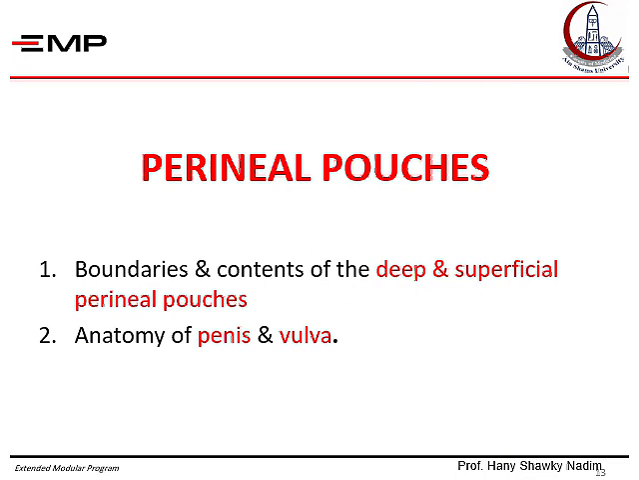Now we came to the second part of this lecture, which deals with the two perineal pouches. We have to know the boundaries and the contents of each pouch, the deep and superficial perineal pouches. And we will cover the anatomy of the external genitalia. We have already covered the anatomy of the penis. So now we will cover the anatomy of the vulva.